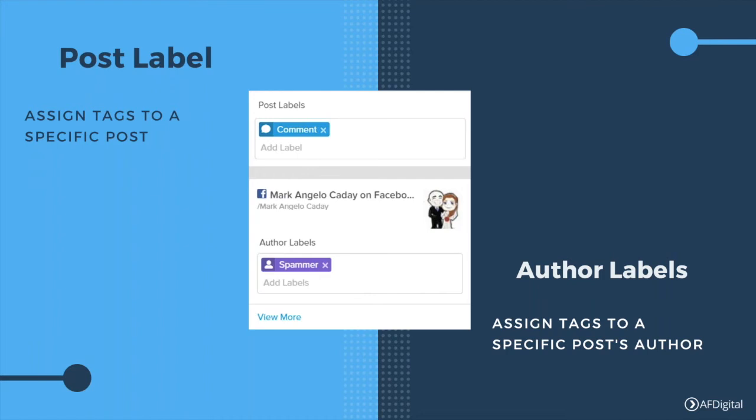But with author labels, on the other hand, you're assigning tags to a specific post author, and this is a good way to identify who your spammers are, who the celebrities are, as well as VIPs and stakeholders. You can tag them so that every time they post, the user in Engage can identify that this person is a spammer, this person is a VIP, this person is a celebrity.